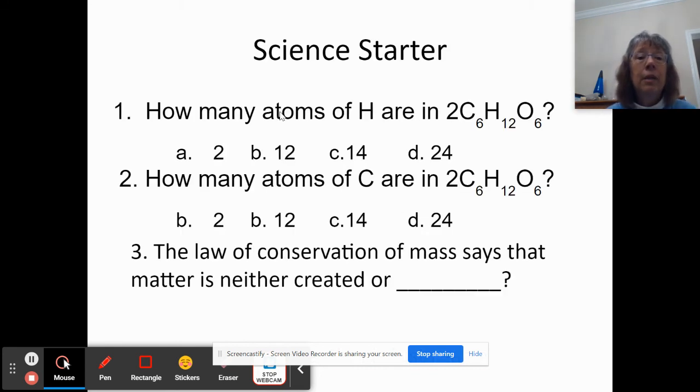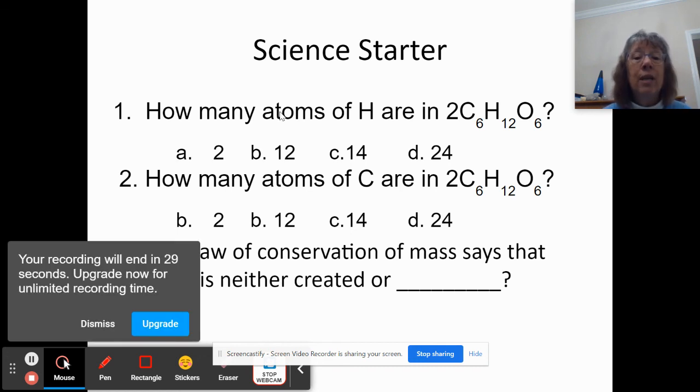Okay, starting with number 2. How many atoms of hydrogen are in 2C6H12O6? B, how many atoms of carbon are in 2C6H12O6? And the law of conservation of mass says that matter is neither created nor what?